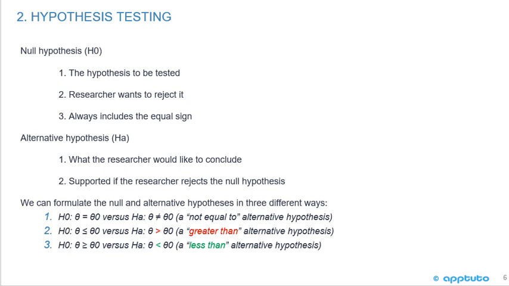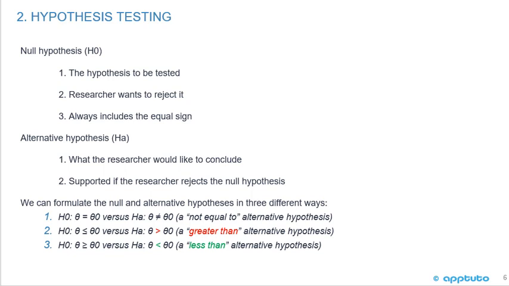We can formulate the null and alternative hypothesis in 3 different ways. Number 1, the hypothesis equals 0 versus the alternative that it does not equal 0. Okay, that's a not equal to alternative hypothesis. The hypothesis is less than or equal to 0 versus the alternative hypothesis greater than 0. That's a greater than alternative hypothesis. And finally, the hypothesis that is greater than or equal to 0 versus the hypothesis that it's less than 0.